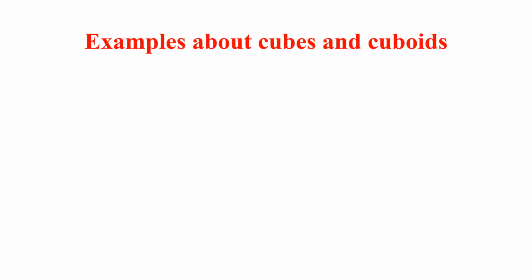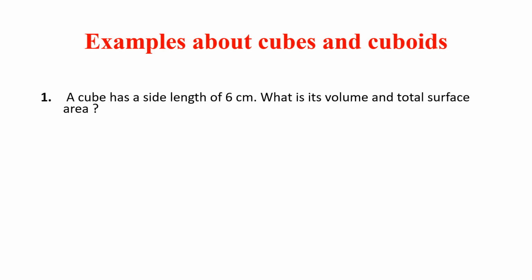Now I want to look at some examples about cubes and cuboids, but you need to master the other formulas of ours, that the volume of a cube is equal to side times side times side, L cubed. And the total surface area is equal to 6L squared. Now we shall come here and we ask ourselves, this is our example. A cube has a side length of 6 centimeters. What is its volume and total surface area?